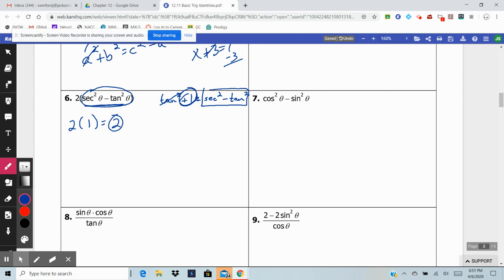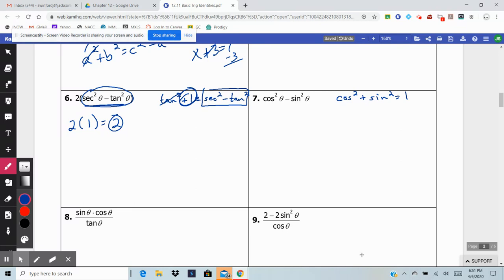The next one, we know the fact that cosine squared plus sine squared, the most fundamental Pythagorean identity, is equal to 1. But what does cosine squared minus sine squared equal? A little bit tougher here.